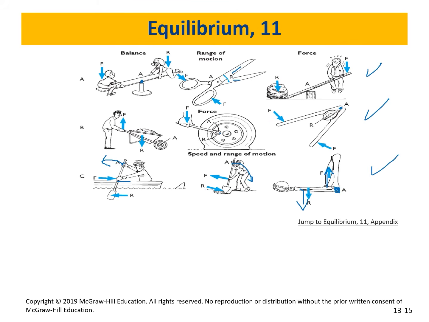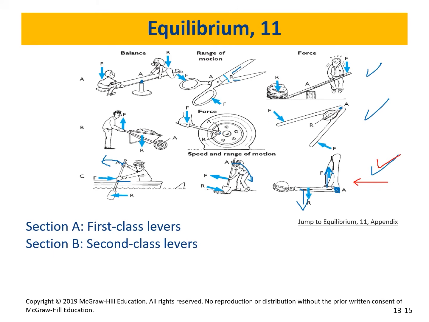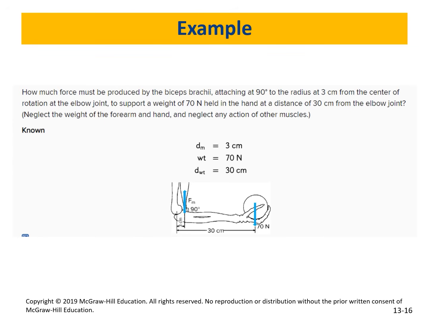Now, most of our human body structure is actually designed as class 3. But I will show you class 2 as well as an example. Class 1, are we good? Section A, section B, class 2, and then we have the third class, which is what's dominant, what's common in the human body. Are we good? Okay. Now, example. So let's see if you can do this.